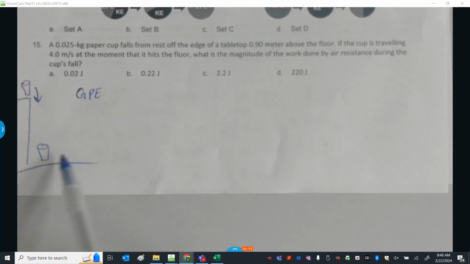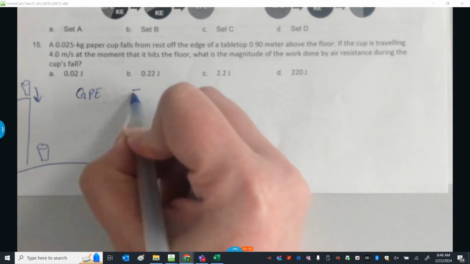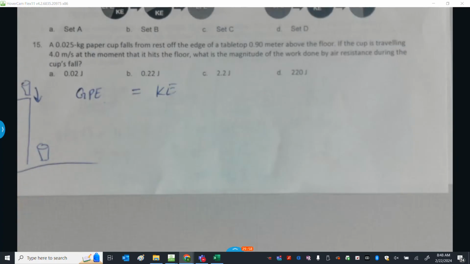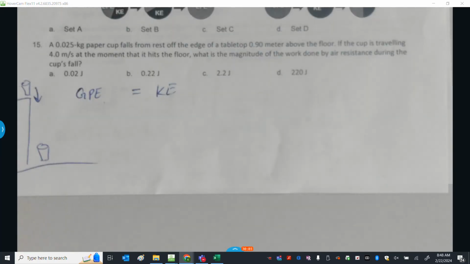Okay, so I have GPE at the top. I know I have KE at the bottom, and those two should be equal to each other unless there's something like friction or air resistance, which is implied in the question. In fact, I know that there is because there's no choice that says 0. So there is air resistance. The question is, how much work does it do? And so I could do this a couple different ways. I could simply solve for the gravitational potential energy, solve for the kinetic energy, see are they equal? If not, figure out how much energy was lost.